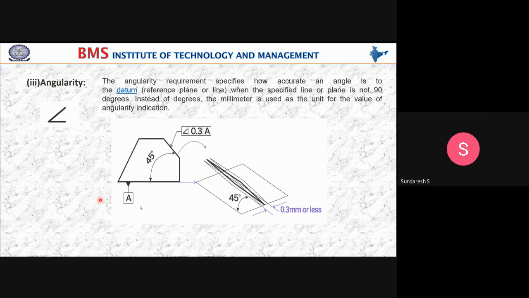Next comes angularity. Angle is the symbol we use. The angularity requirement specifies how accurate an angle is to the datum when the specified line or plane is not 90 degrees. Instead of degrees, the millimeter is used as a unit for the value of angularity indication. Sometimes they give it in the form of a value. So A is the datum. With respect to A, what is this angle? Whether it is 45 degrees or there is some variation. The 0.3 is the permissible variation, 0.3 millimeter or less. Remember, this is the permissible variation of the angle of a surface with respect to the datum or reference plane. This is what angularity is.